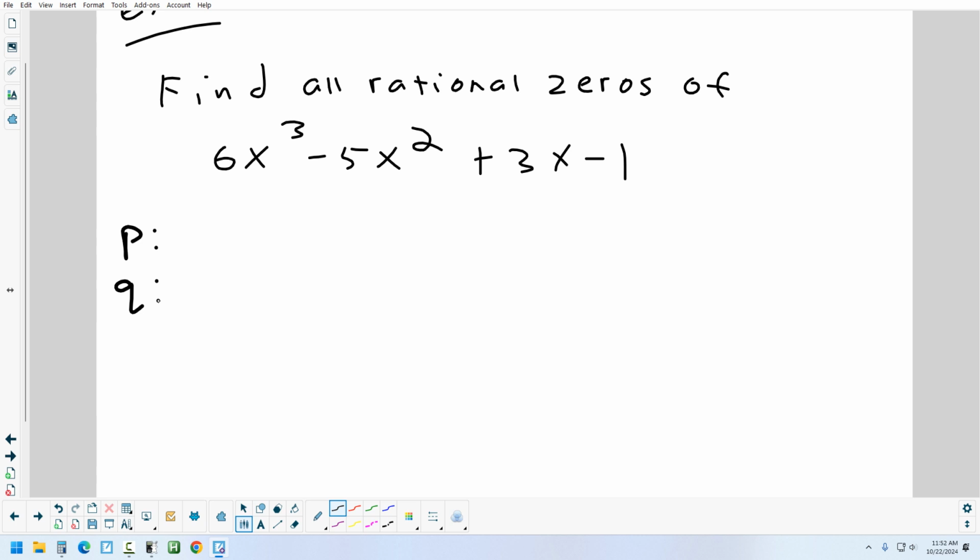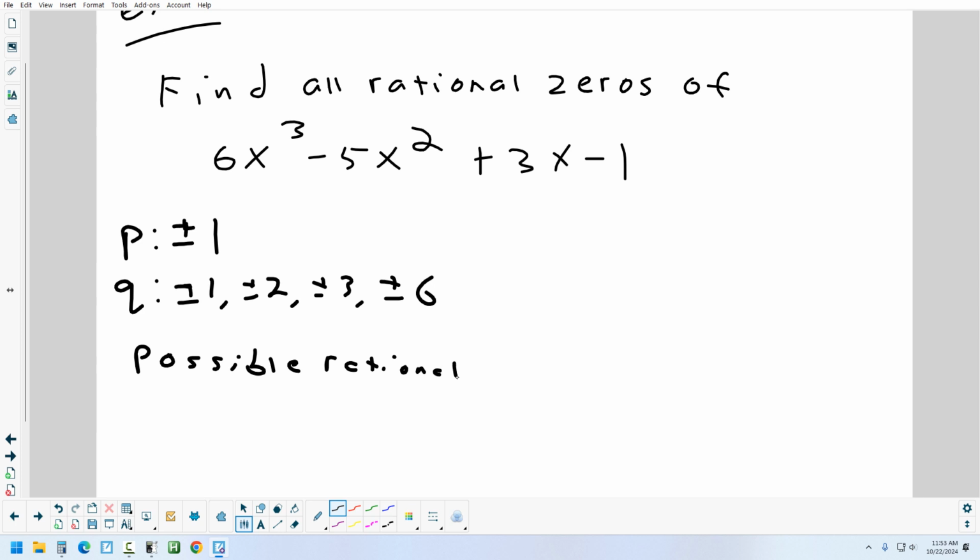Okay, P in this case is what number? Okay, -1. What are all the factors of negative 1? 1 and negative 1. Okay. What's Q in this case? 6. I think we've done that one before. What are all my factors of 6? 1, 2, 3, 6.